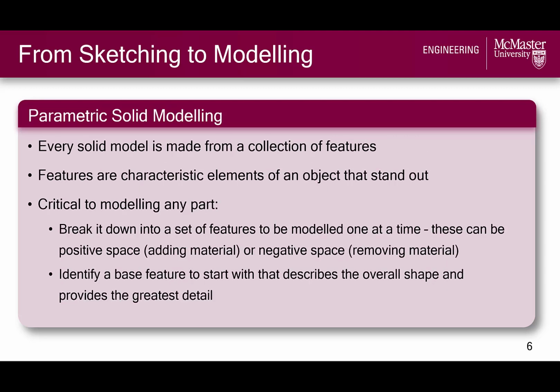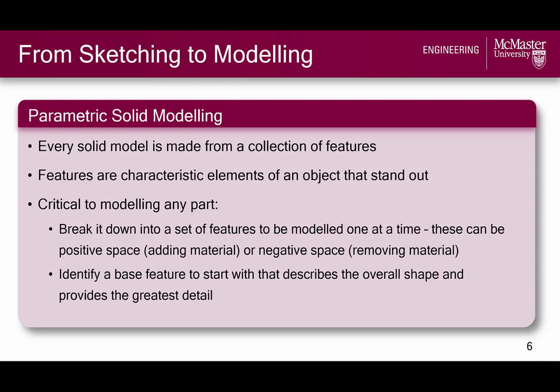At the end of the day, every parametric solid model is essentially a collection of features, which are characteristic elements or geometries of an object. When you approach solid modeling of an object, it's important to first break down the object into a set of these features that can be modeled one at a time. These can be features that add material to the part, like a rib, or features that remove material from a part, like holes. Both are features.